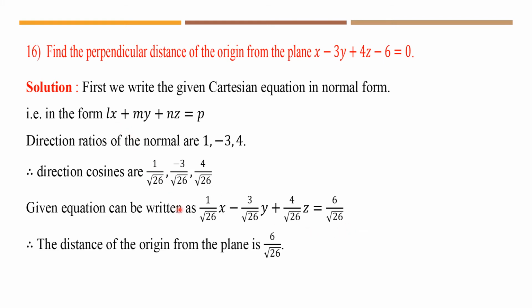Here is the form lx plus my plus nz equal to p. p is the distance from the origin to the plane. We have to find the perpendicular distance of the origin from the plane, that is p. p equal to 6 divided by root of 26. Hence, the distance of the origin from the plane is 6 divided by root of 26.